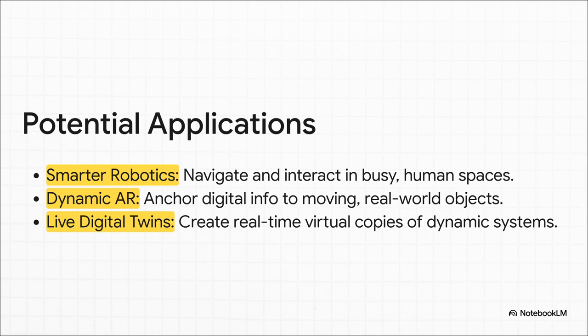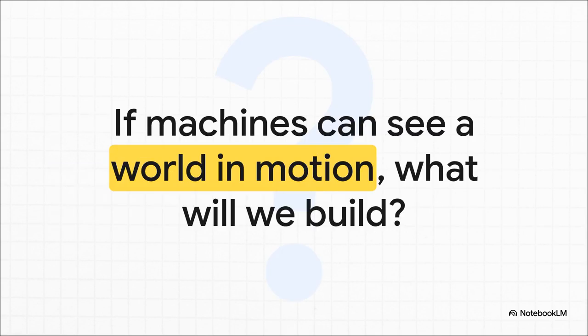And it unlocks this wild potential for live digital twins, creating perfect, real-time virtual copies of dynamic systems, anything from a chaotic factory floor to a beating human heart for a surgeon to practice on. Honestly, this is just the beginning. The real question isn't just about what 4D TAM can do today, but what we're all going to do with it tomorrow. When our machines can finally see the world the way we do, not as a static photo, but as a living, breathing, constantly moving reality, what new tools, what new experiences, what new discoveries are we going to build?